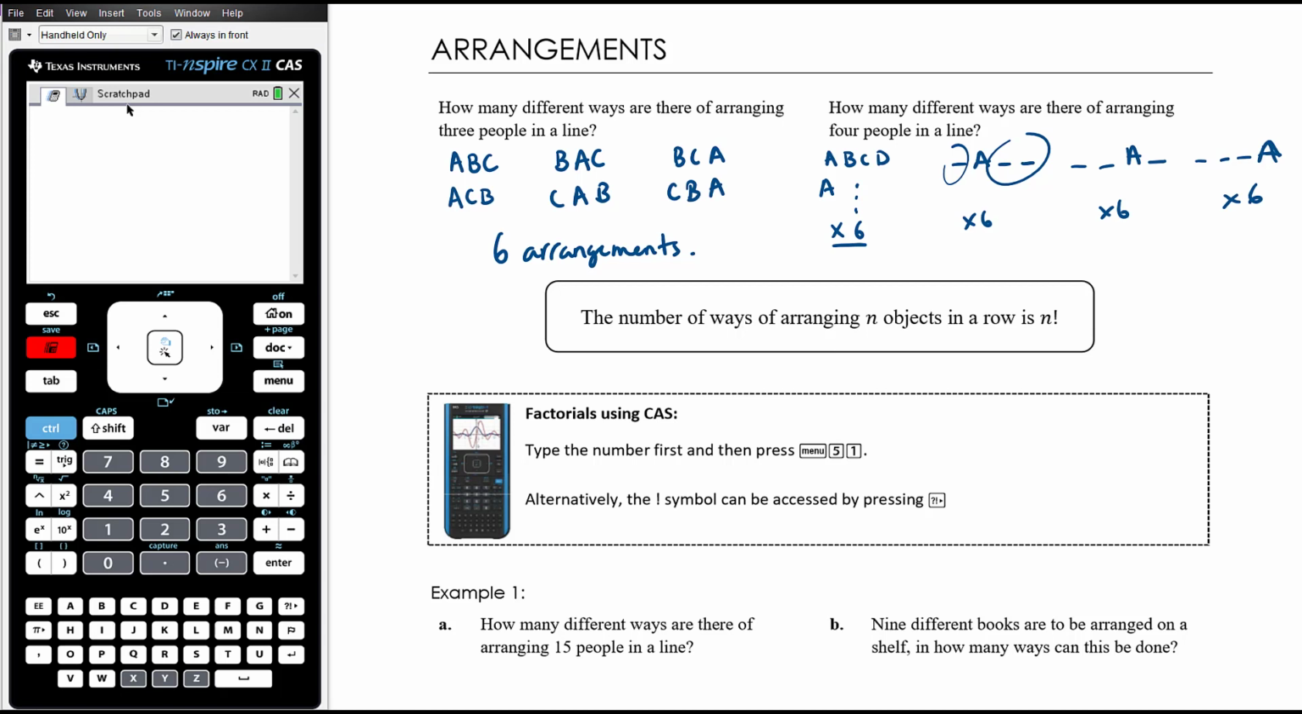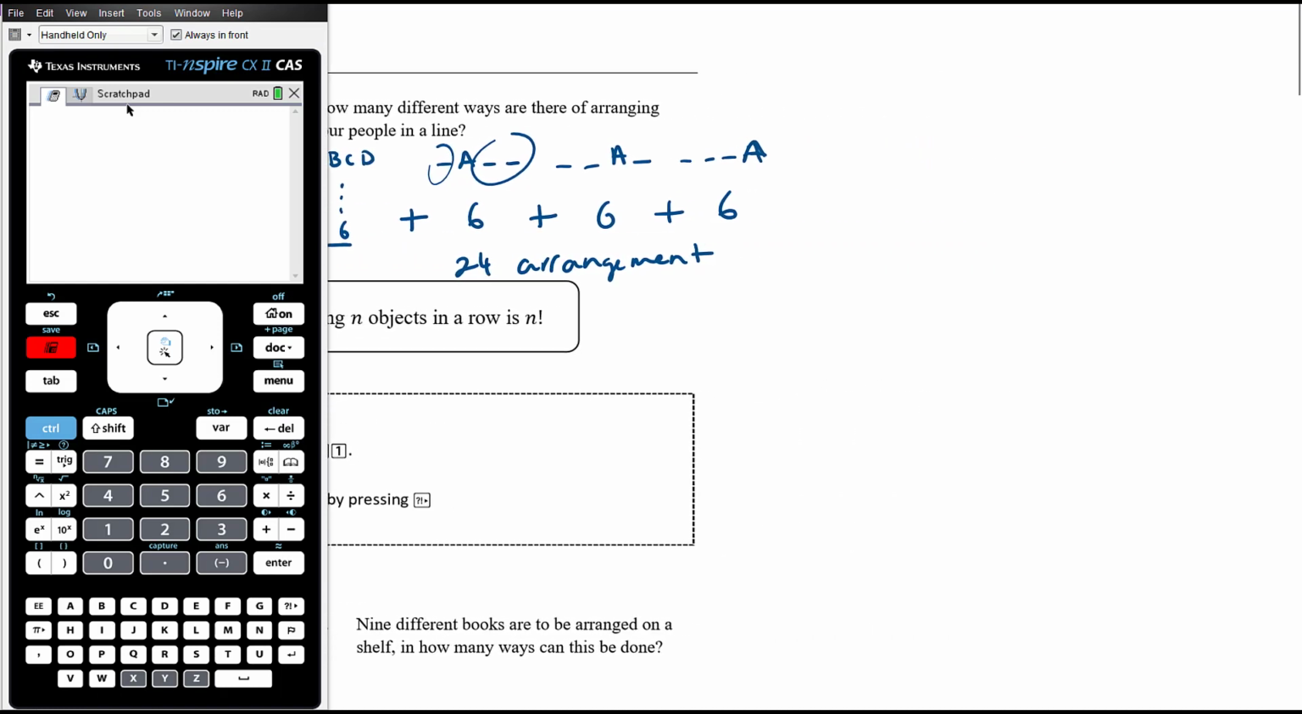Okay, so A can be in the first position, so we've got 6 of those, 6 of those, 6 of those, and 6 of those. Now A can be in the first position, or in the second position, or in the third position, or in the fourth position. So there are 24 arrangements. Or the way we came to that was to think about it as 4 times the number of ways of arranging 3 people. Okay. Then if we thought about arranging 5 people, that would be the same logic that we just used here. That would be 5 times. So, hang on. We know that there are 6 ways to arrange 3 people.